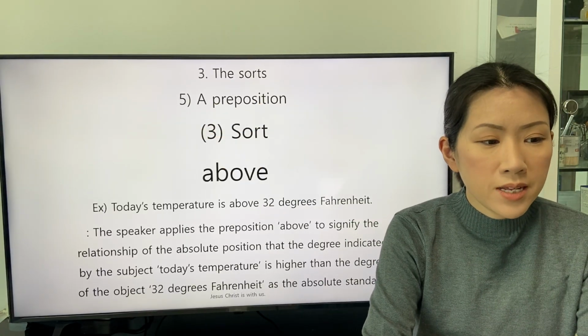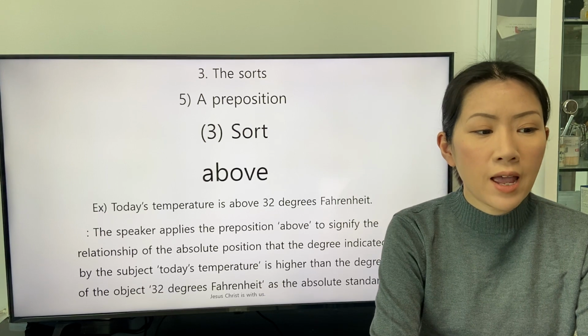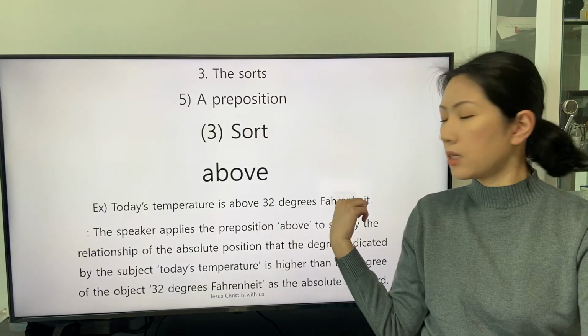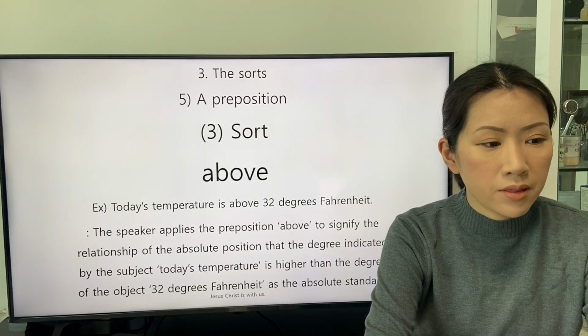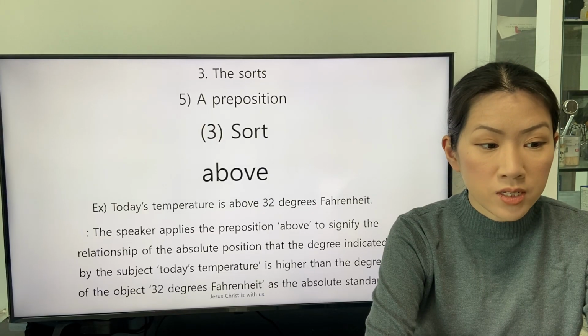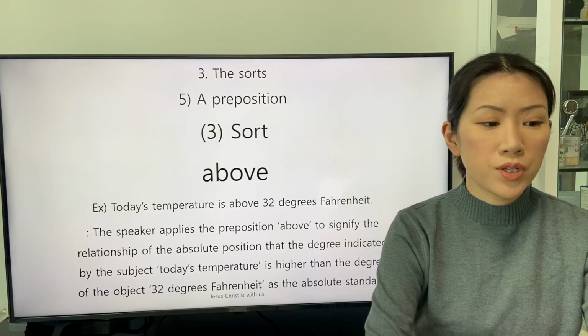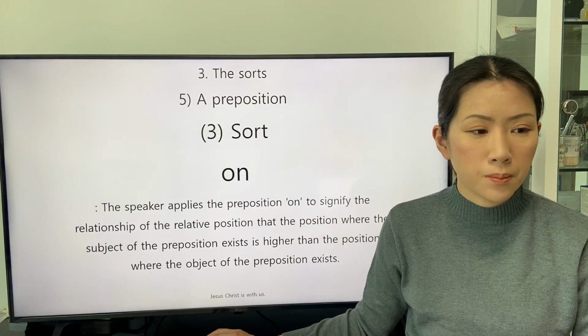The speaker applies the preposition above to signify the relationship of the absolute position that the degree indicated by the subject, today's temperature, is higher than the degree of the object, 32 degrees Fahrenheit, as the absolute standard.